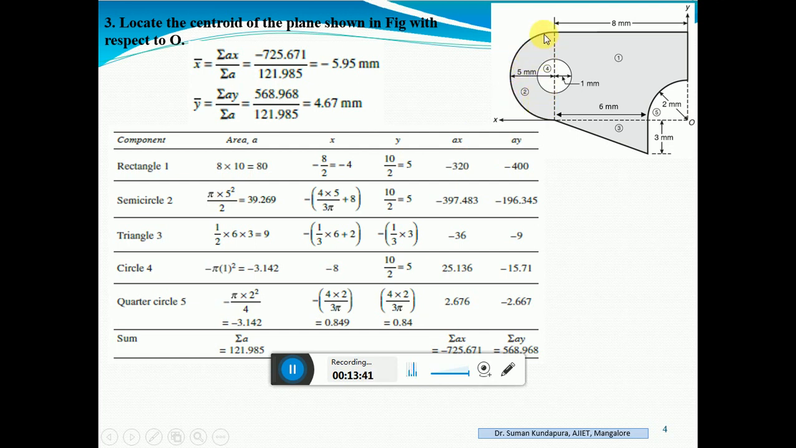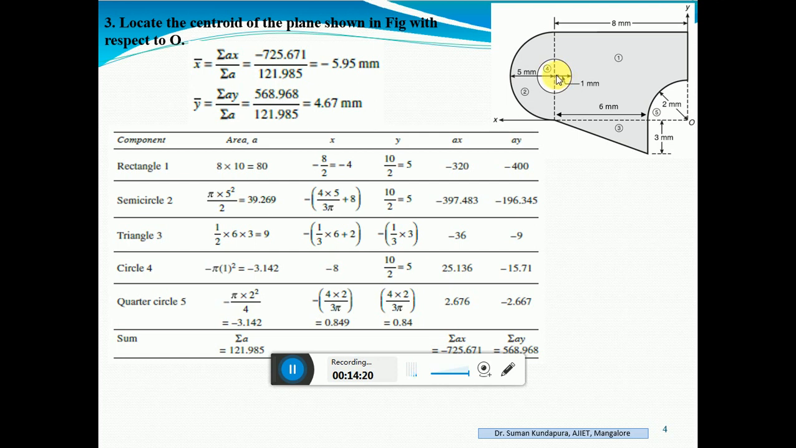The semicircle is having a radius of 5 mm. So it is pi r square by 2. You will get 39.269. So what is the x distance of the semicircle? The x distance of the semicircle is this point, with respect to the y axis. So it is 8 mm.